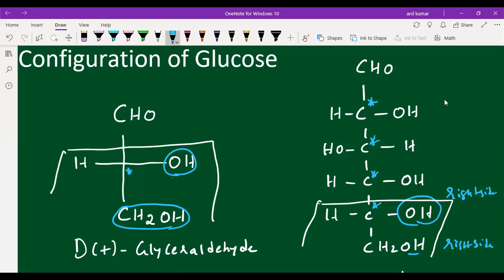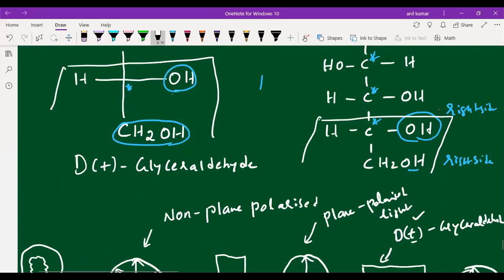Now, are these two structures the same or not? Down below, the last asymmetric carbon has CH2OH, and the last asymmetric carbon of glucose also has CH2OH. Both are having the same, so both are having the same ambiguity. So that's why we are assigning this configuration as D. We are giving this configuration as D for our glucose. So this is a glucose molecule.